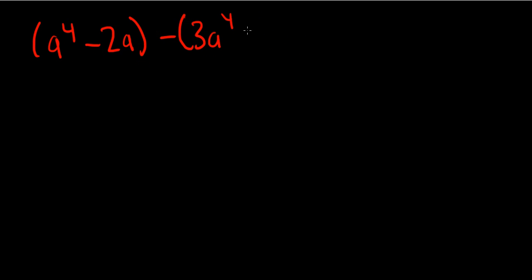Now we're going to look at subtracting polynomials. We have in parentheses a to the power of 4 minus 2a, close parentheses, minus parentheses 3a to the fourth minus 3a plus 1, close parentheses. To start this problem off, we want to distribute the negative that's in between the two. That negative gets distributed to every term in the parentheses after it. Imagine that being a negative 1 on the outside of the parentheses.